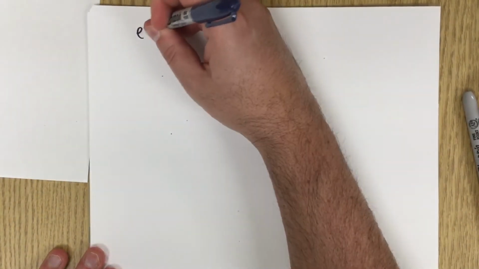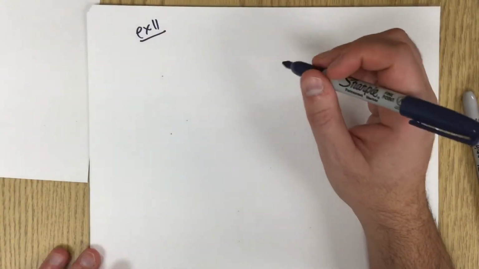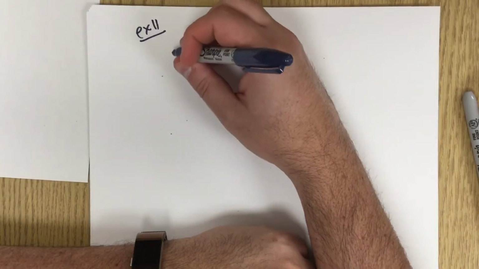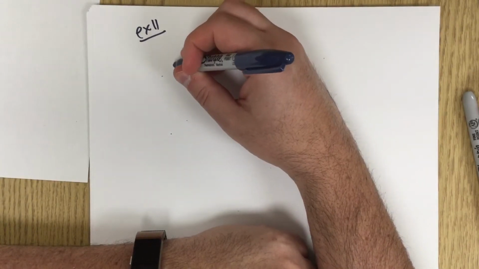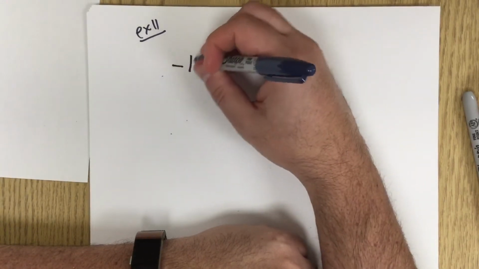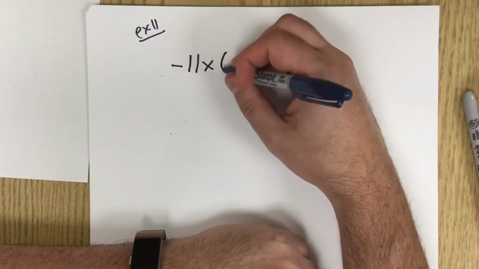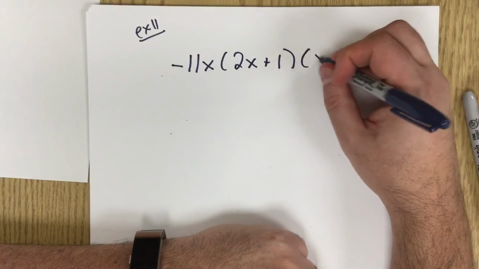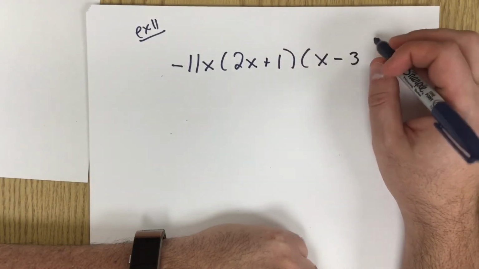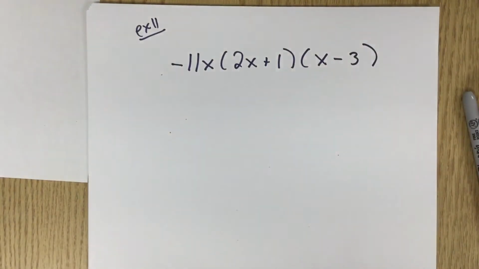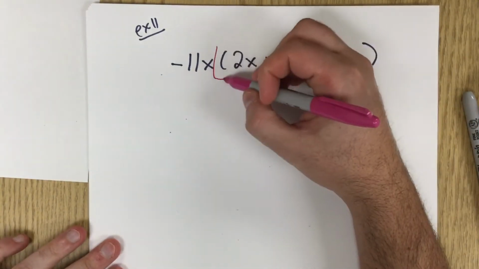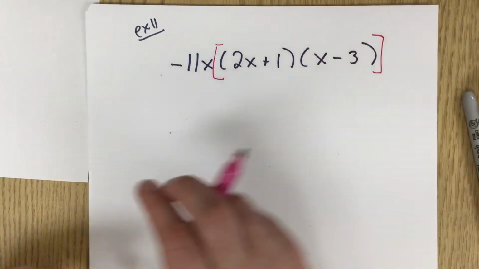Okay, let's get to some hard ones here. Well, maybe not that hard yet. So this is a three things being multiplied by each other situation. We're going to pink bracket it.